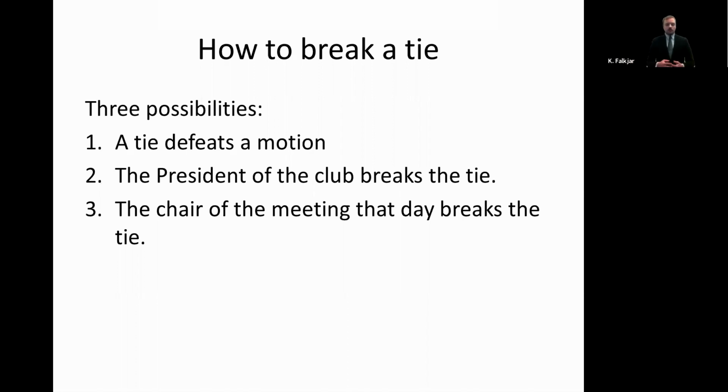And in the case where the chair and the club president are different, there needs to be an established standard on who breaks the tie in that case. It could go either way. And I've seen both. The Riverview Canusa Toastmasters Club uses tiebreaker method number 2, where the president of the club will break a tie. And in their absence, any tied motion would be forwarded to the club president after the meeting to cast their vote if the president was not there.